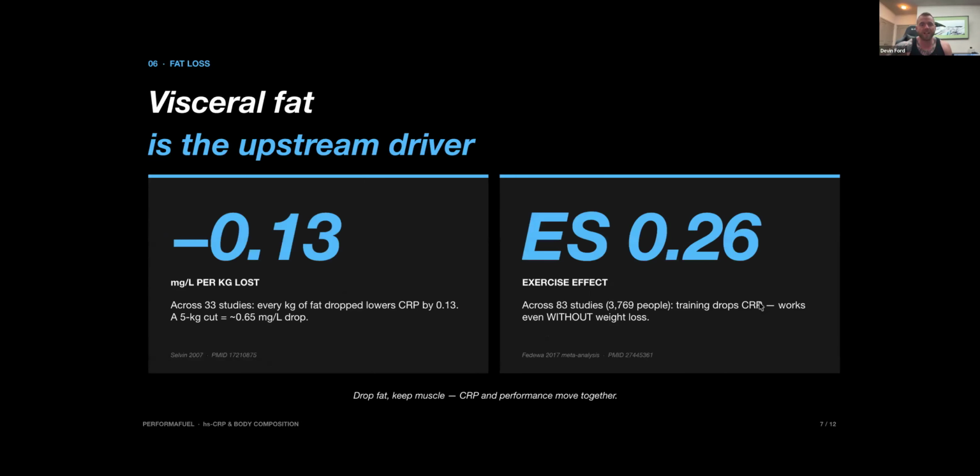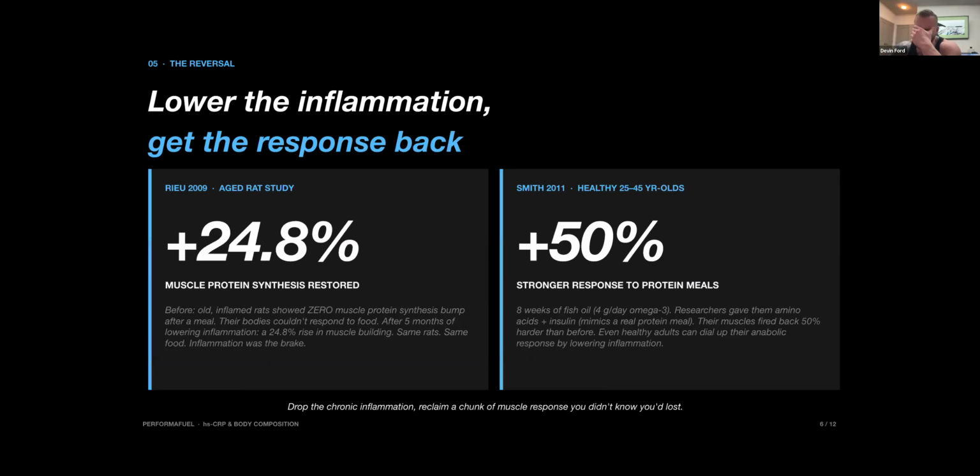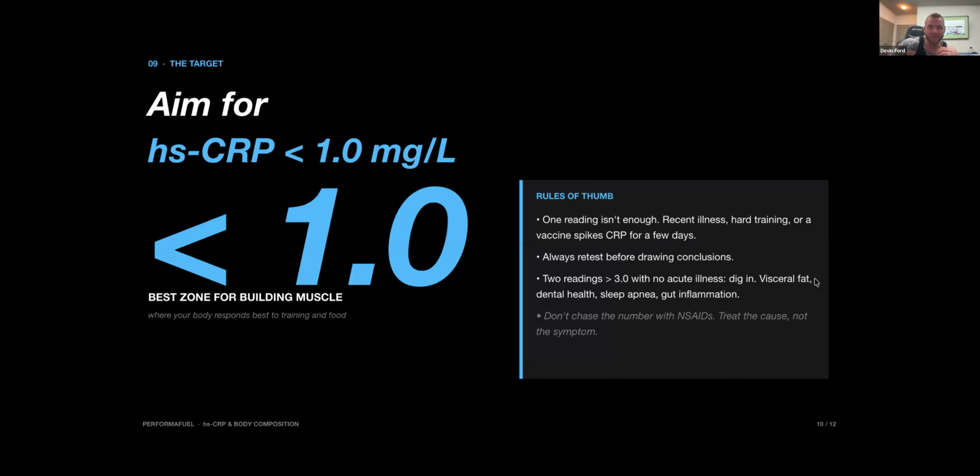If you look back at this, it's pretty crazy. Imagine working out and eating a meal and not having any muscle protein synthesis from it. And then just taking fish oil for a few months to get your CRP to come down. Now that same meal has a plus 24%. It's crazy. That's a big, big difference. So the goal is to get less than one. All right. Less than one.